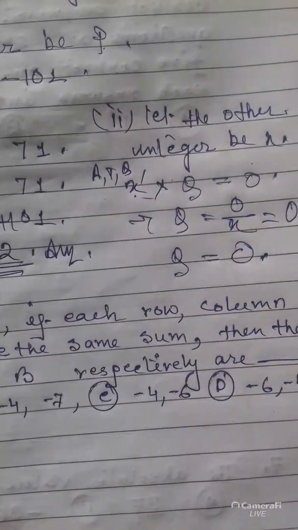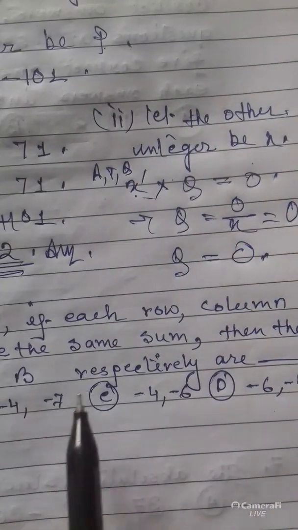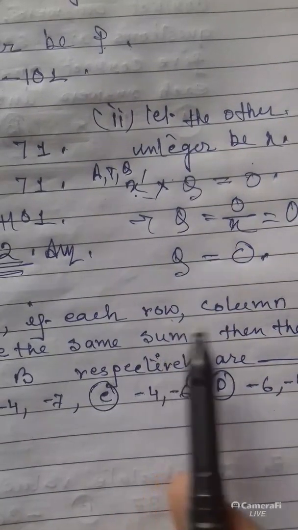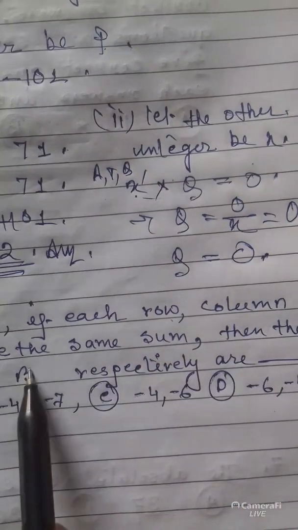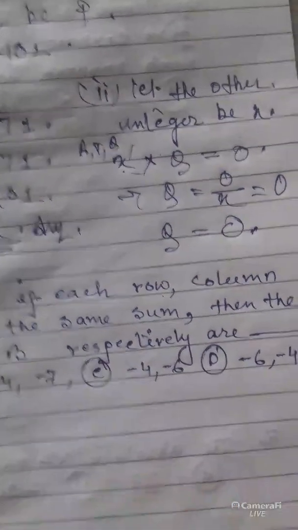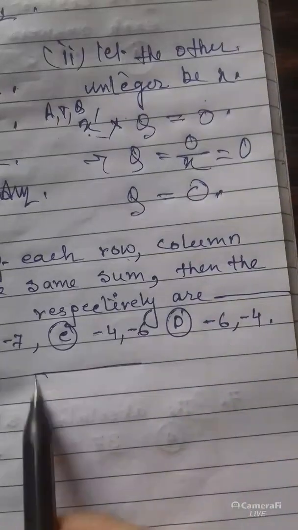Now another type of question. In a magic square, each row, column and diagonal has the same sum. This is a magic square.